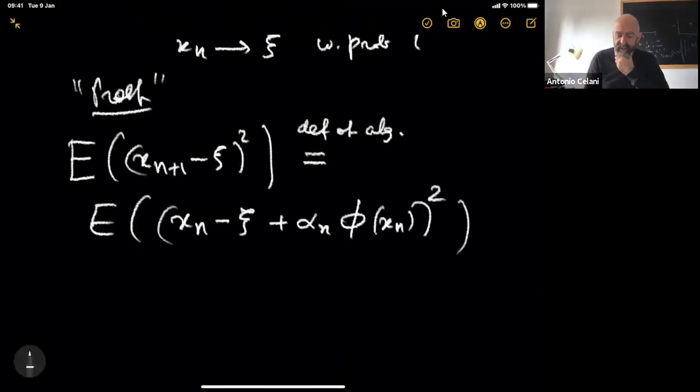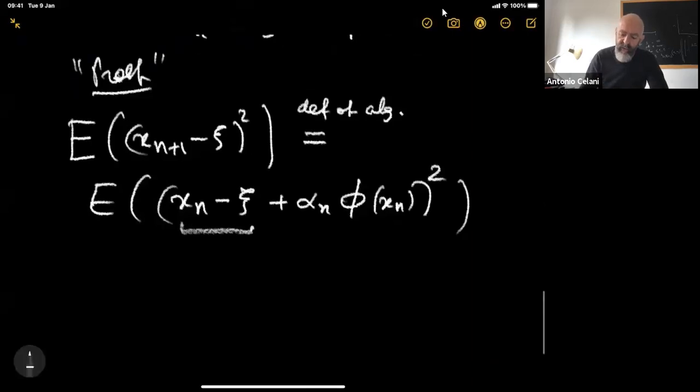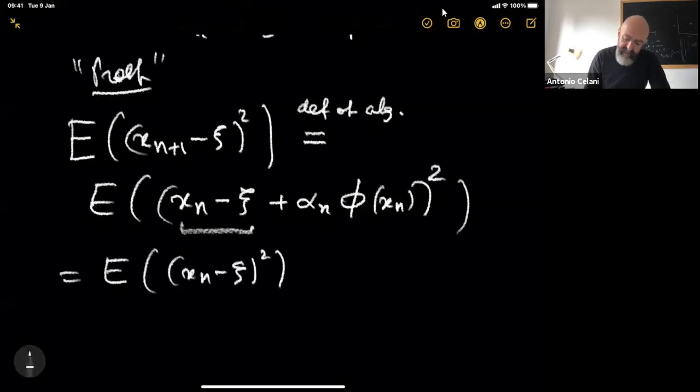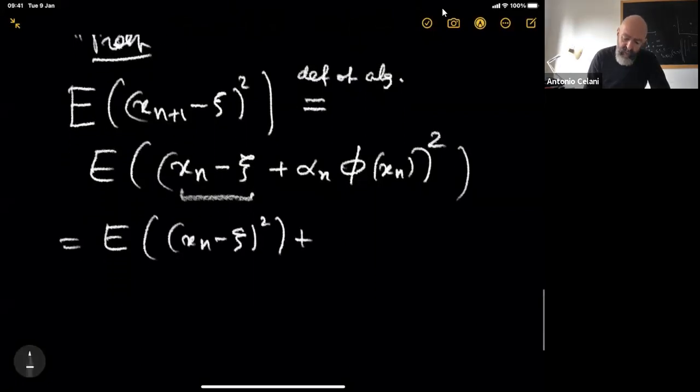And now, again doing very little, I'm just going to unpack the square, to get the square of this difference at the previous time and all the other terms. I'm just expanding, nothing serious is happening here. And then I have twice alpha n. Alpha n is a positive real number, so it goes out of the expectation value.